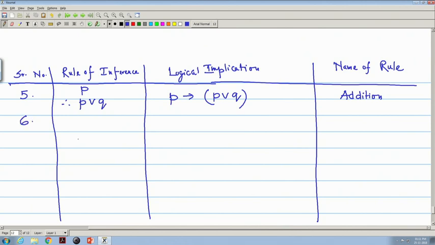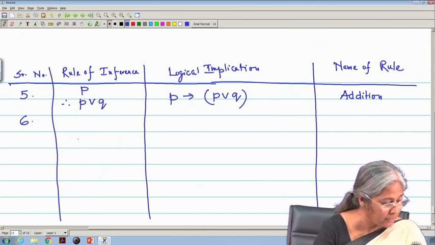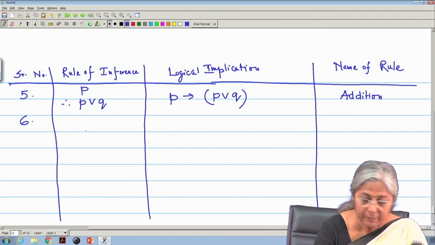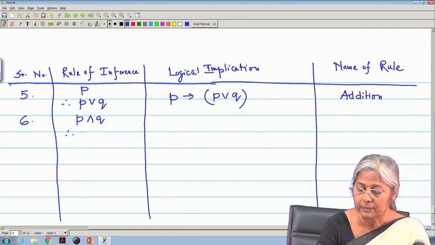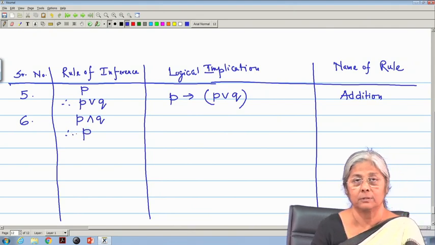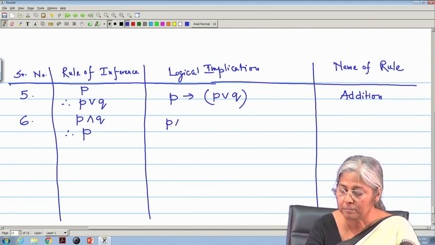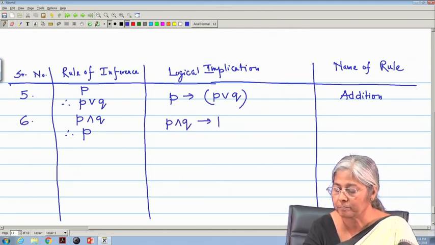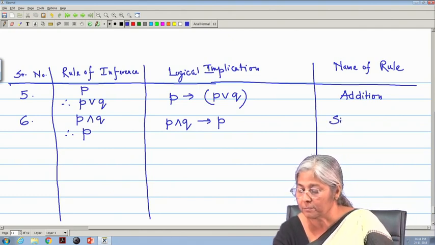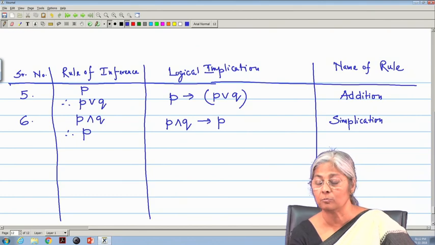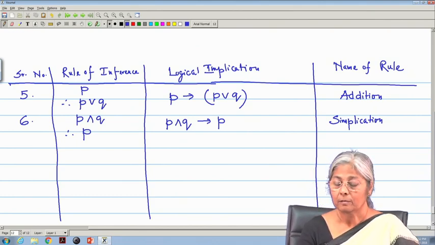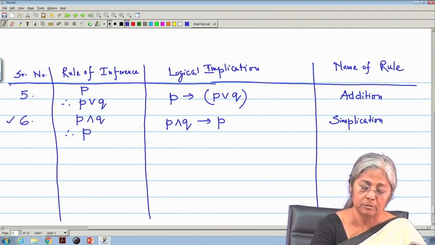Now we apply the simplification. That means, if P and Q is true, then either P or Q, I write P, it can be Q also. So, I can write P and Q implies P. This is simplification. This rule is very important, because we have two primitive statements and that implies only one primitive statement. When we do the simplification, this rule is very important.